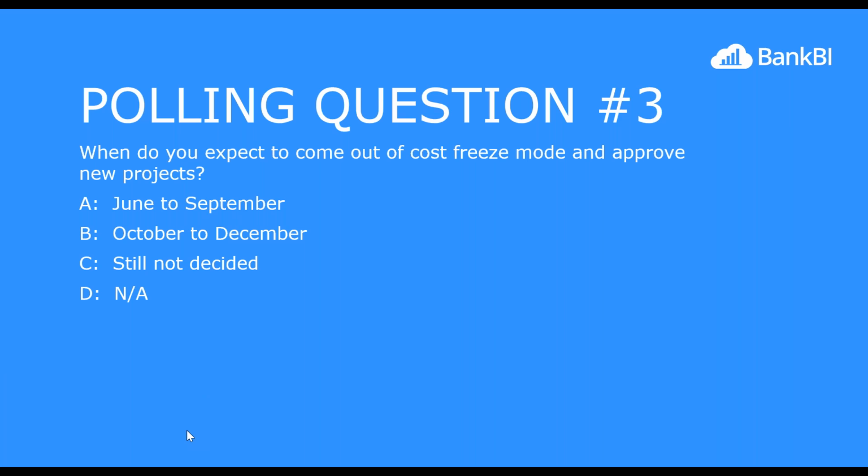And this question is going to be about when do you expect to come out of the cost freeze mode and approve new projects? Now, that alludes back to when I started the presentation, just to see if that did align with your thinking and your planning at the moment. So I'd like to test that and understand if you're expecting to come out of the freeze and then move into project mode if you haven't already done so. So if it is, then it's A, and it'll be between now and September, or B for October to December, C if you're still not sure yet, or D if you don't work in a financial institution.